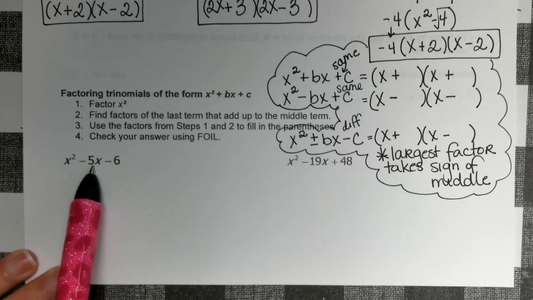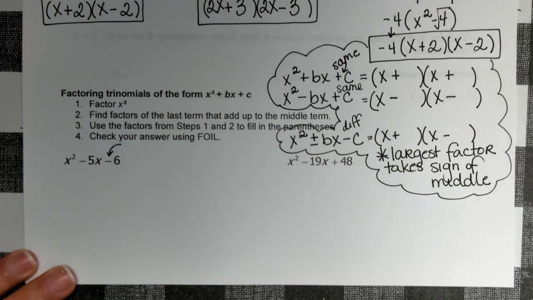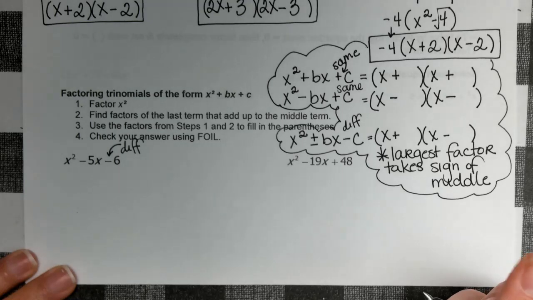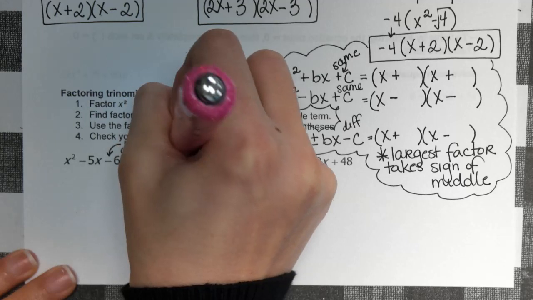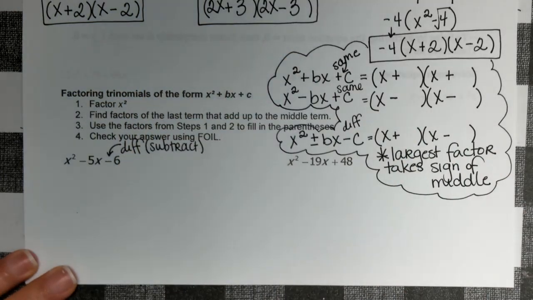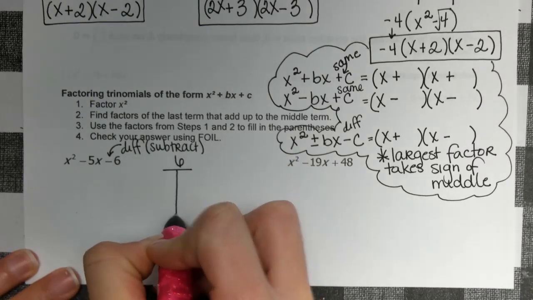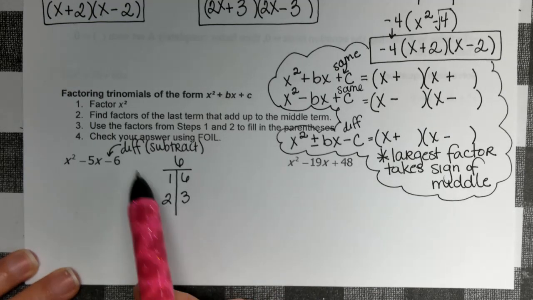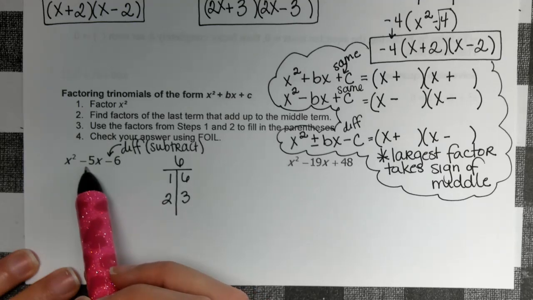I've got x squared minus 5x minus 6. So I'll look at the last term. It's a minus, so are those going to be the same or different signs? Different. Okay? If they're different signs, you are going to subtract your factors to give you your middle term. So I'm taking factors of 6. My factors of 6 are 1 and 6, 2 and 3. Now they're different signs, so I have to subtract. Which set is going to subtract to give me this 5?